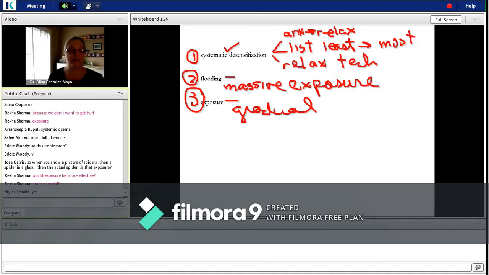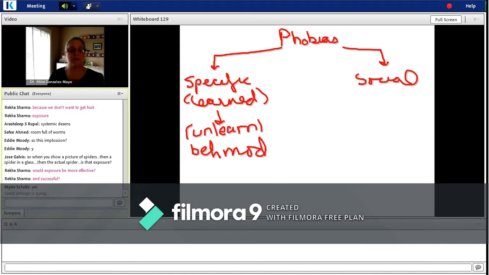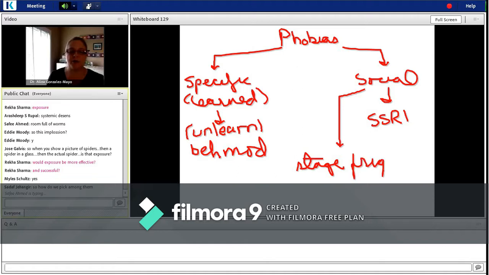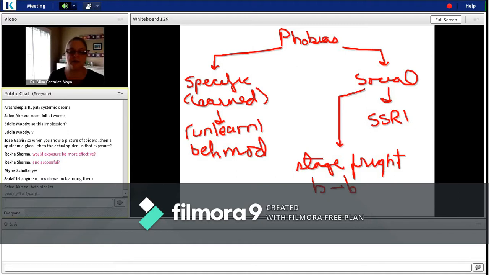So for specific phobias, you use behavioral modification. For social phobias, the treatment's going to be different. It's going to be an SSRI. You give them a drug, and the drug is what's going to help them feel comfortable in certain situations. Now there's an offshoot of social phobia, which is called stage fright. It's also called performance anxiety. And for this one, you'd give a beta blocker.